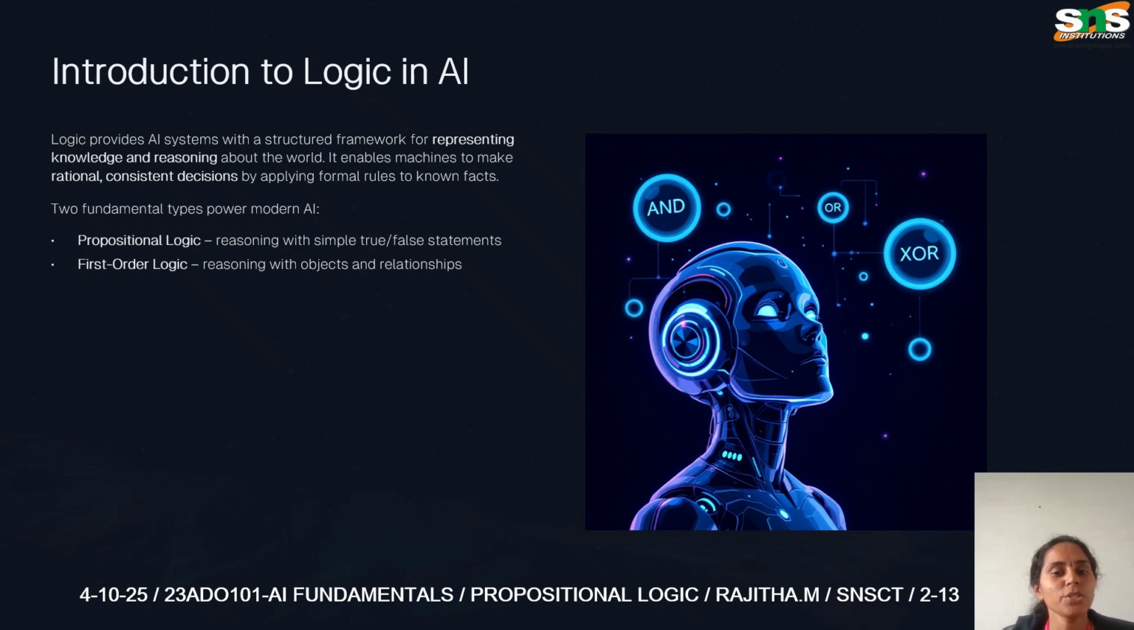Logic forms the foundation of reasoning in AI. It provides a structured framework that helps machines think consistently. There are two main types of logic used in AI: propositional logic and first order logic. Propositional logic deals with simple true or false statements. First order logic handles objects and relationships between them. By using logic, AI systems can make rational decisions based on facts rather than guesses.